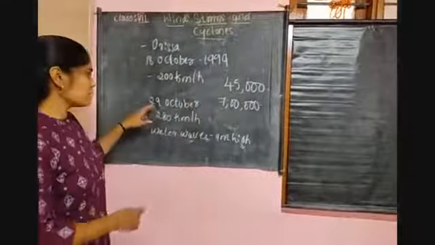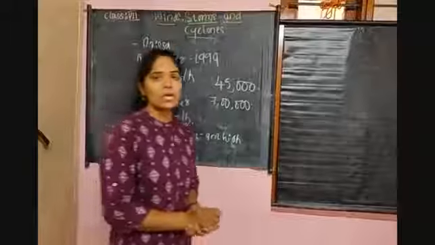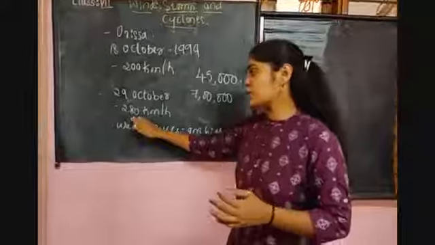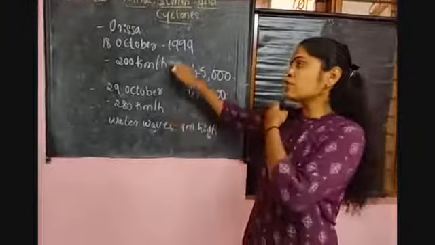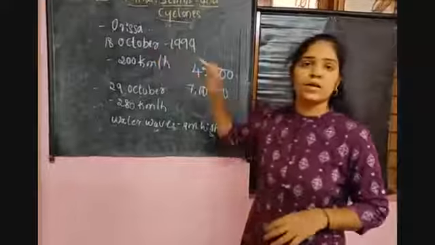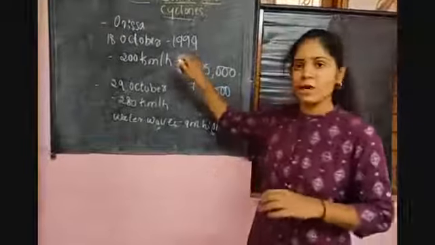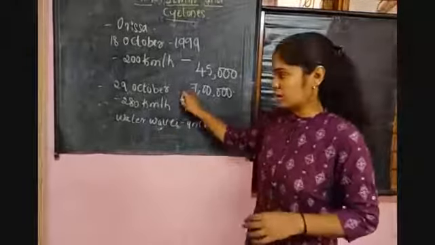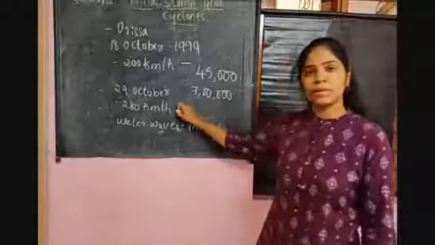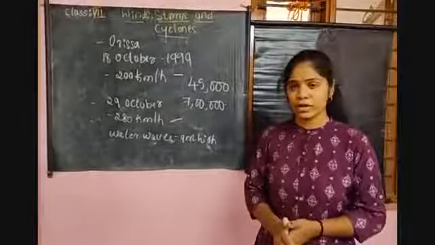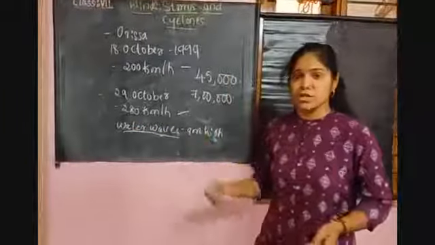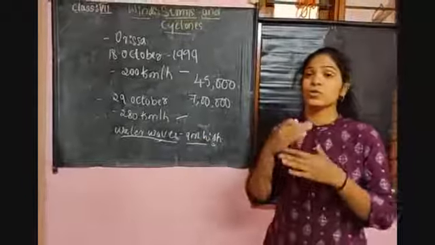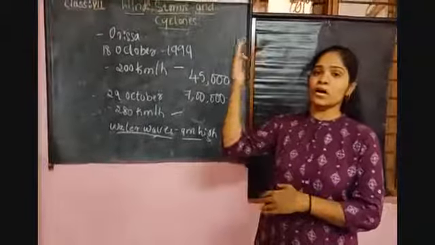In the same year, on 29th October, another cyclone hit Orissa, moving at a speed of 280 km per hour. On 18th October, the wind speed was 200 km per hour, but it did not affect the water waves. But the second time, on 29th October, the wind speed was 280 km per hour, and it caused water waves moving at a height of 9 meters. You can imagine how long those waves were.